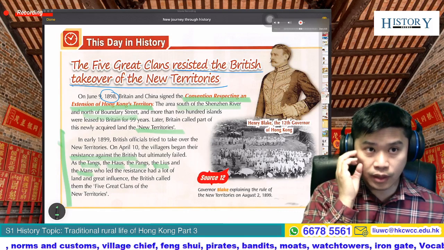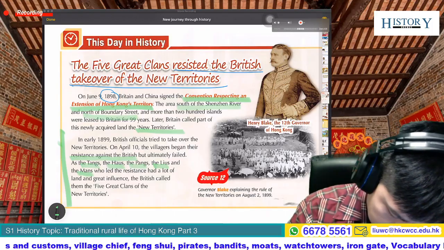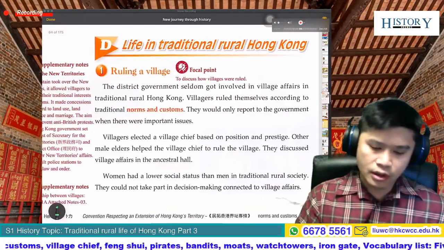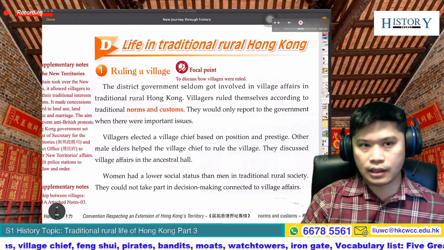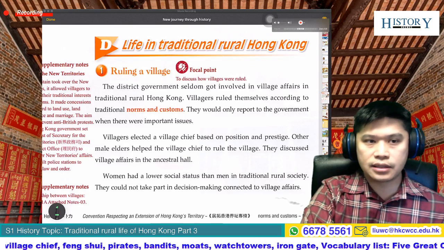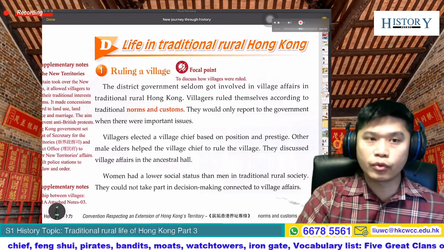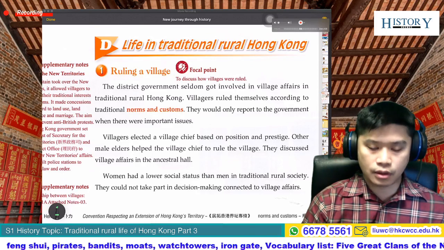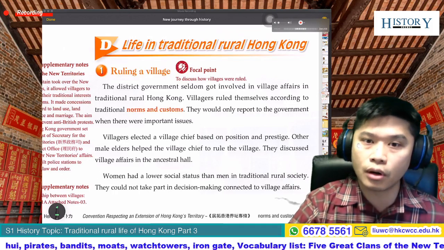Therefore, that would be about the five great clans. And then later, that would be about the life in traditional rural Hong Kong. 咁呢度就會有下一次講。Next time, Mr. Lee will talk about the rural life, and also I will talk about the ancestral hall.